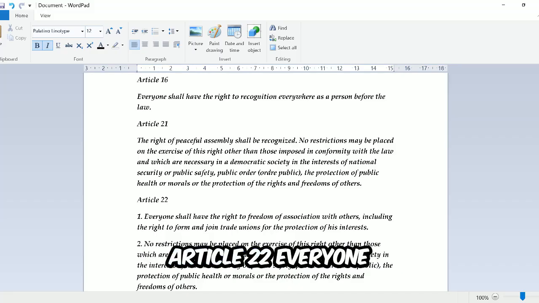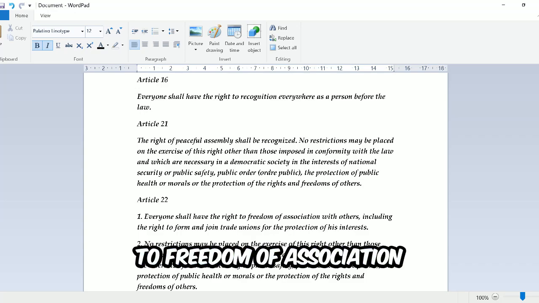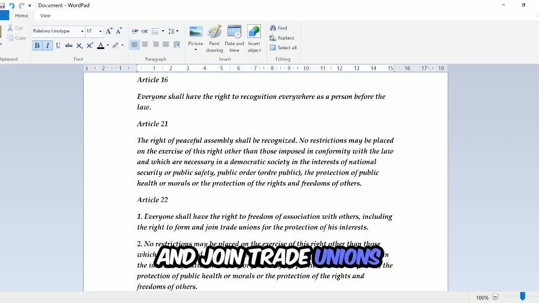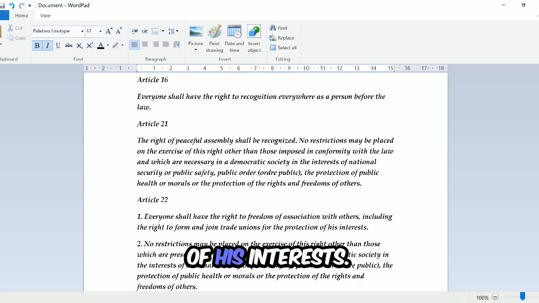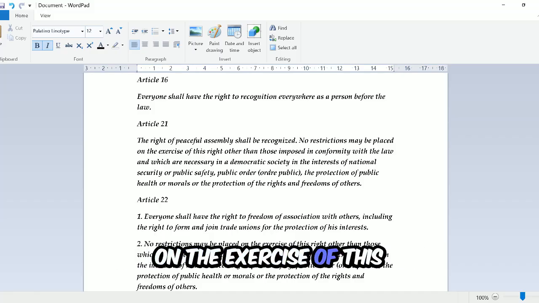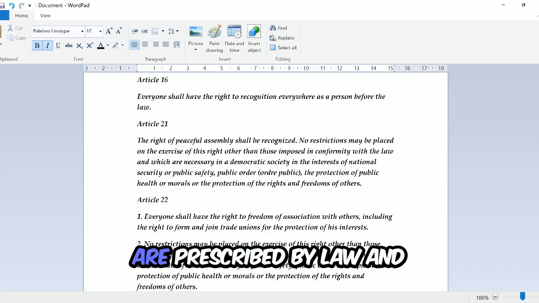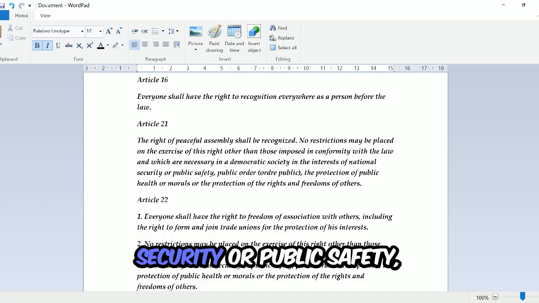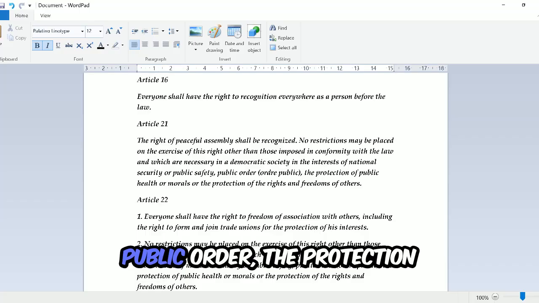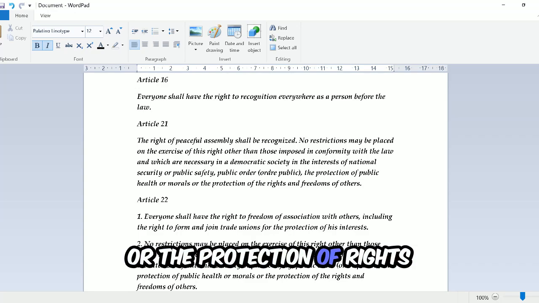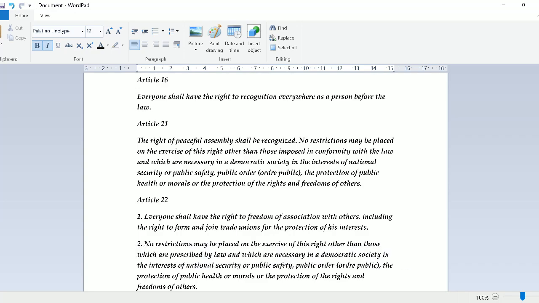Article 22. Everyone shall have the right to freedom of association with others, including the right to form and join trade unions for the protection of his interests. No restrictions may be placed on the exercise of this right other than those which are prescribed by law and which are necessary in a democratic society in the interest of national security or public safety, public order, the protection of public health or morals, or the protection of rights and freedoms of others.